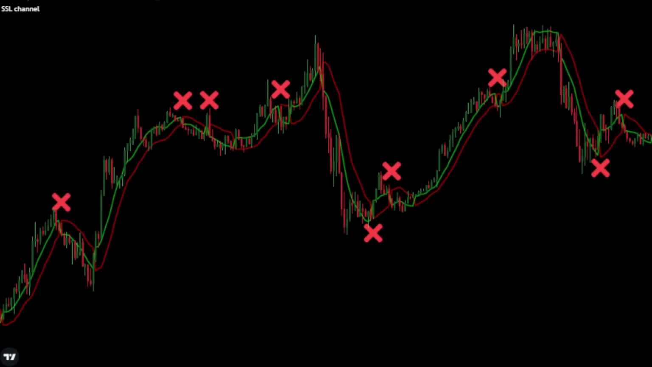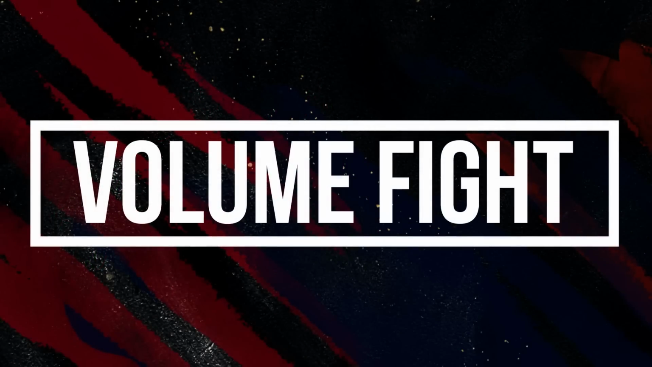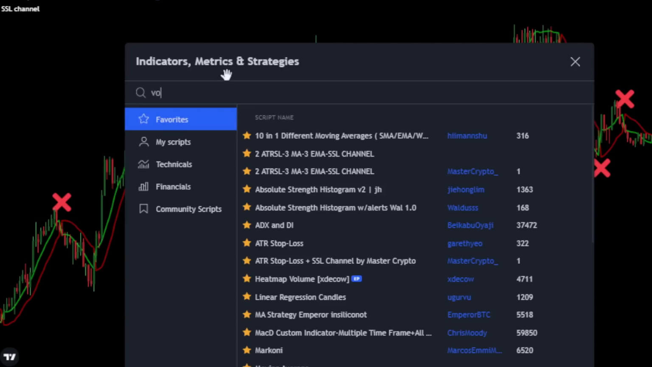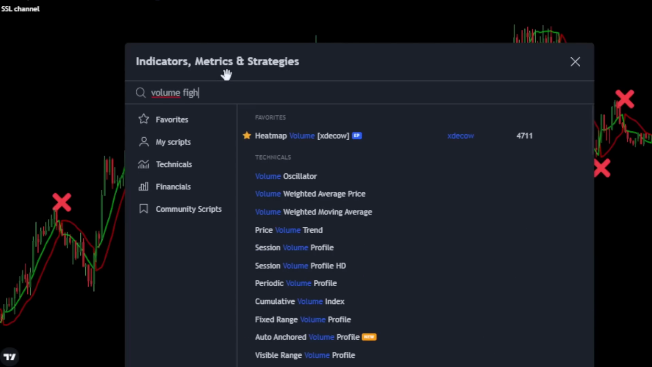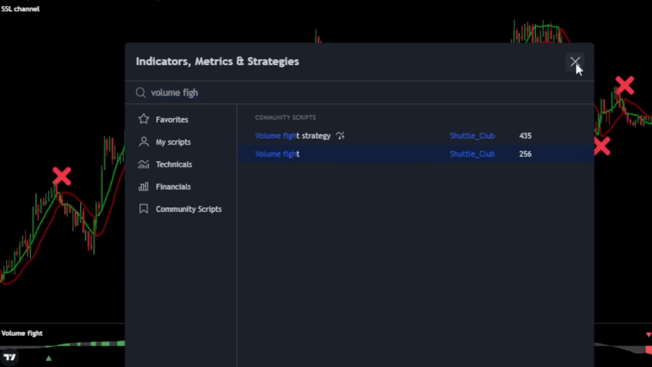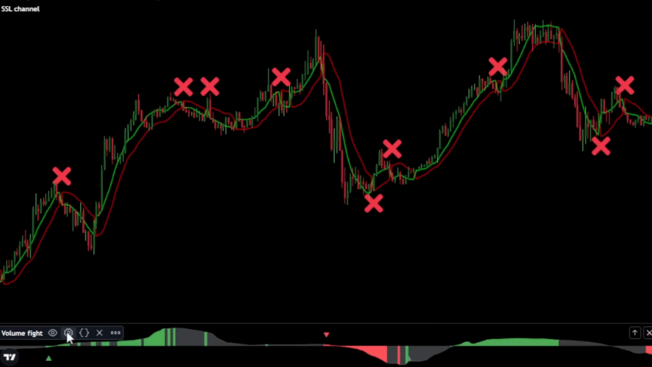So we are going to see the first volume indicator called Volume Fight, and you will be able to see how this indicator eliminates and filters very well these false signals that this indicator gives us. So we are going to add it to our chart. It is this one here, created by Shuttle_Club, and personally I like to change the appearance of the area to columns to be able to see the indicator more clearly.